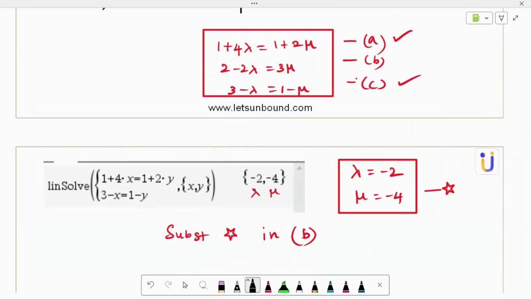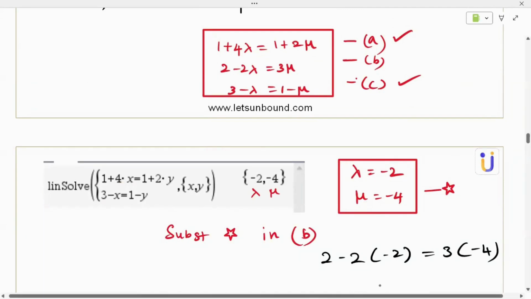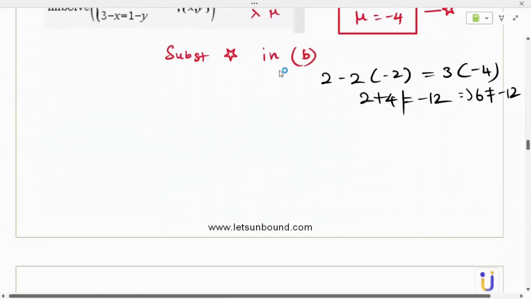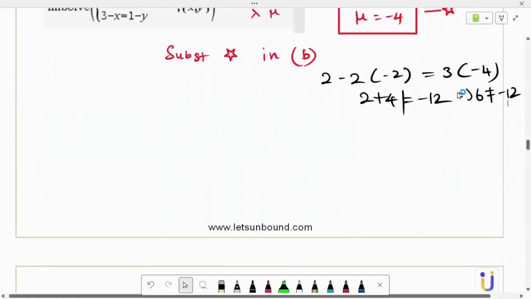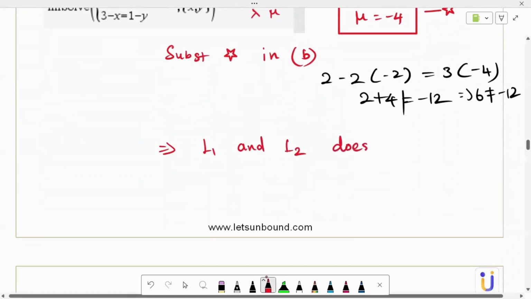Let's substitute. It's quite easy, so we can do it here. No need to waste time. 2 minus 2 lambda, where lambda is minus 2, equals 3 times mu, where mu is minus 4. That is 2 plus 4 on the left, and minus 12 on the right. Of course, they are not equal. 6 is not equal to minus 12, which implies the lines don't intersect. Okay, so this implies L1 and L2 don't intersect.